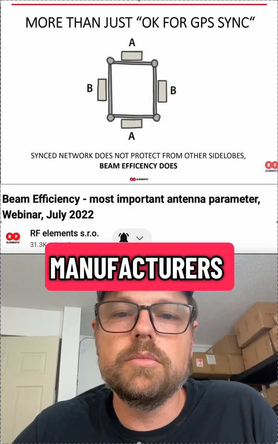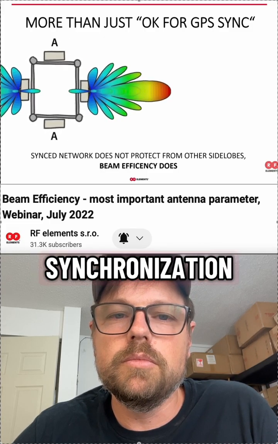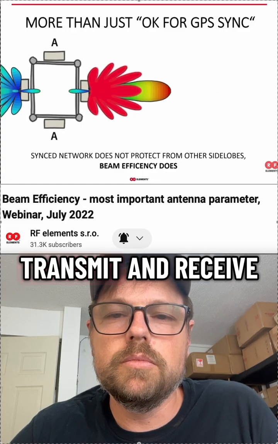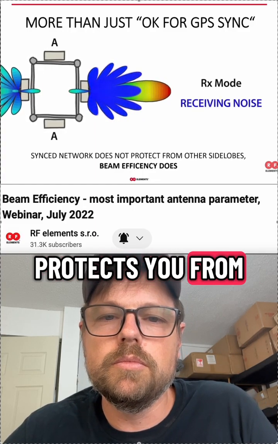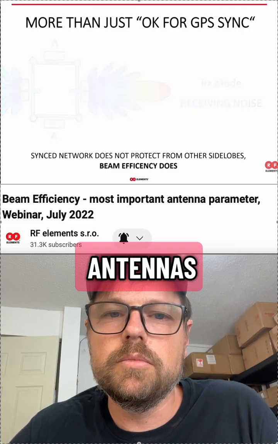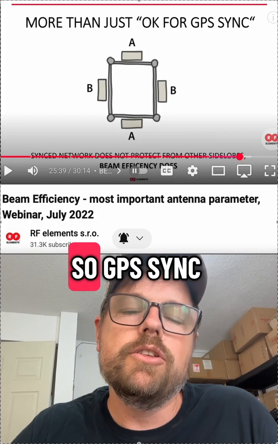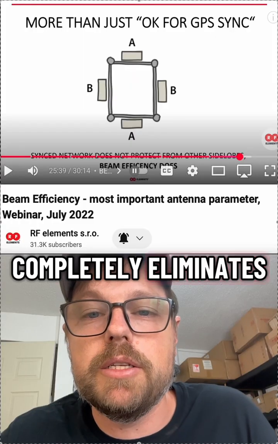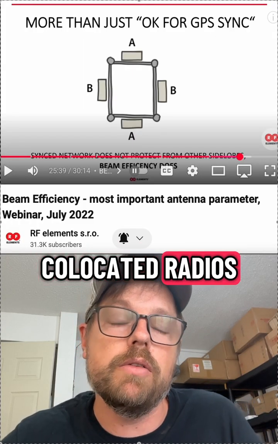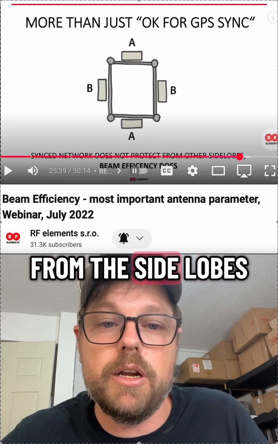And the radio manufacturers are actually also trying to help with the noise naturally. The GPS synchronization, ensuring that the radios in your network transmit and receive at the same time, protects you from self-interference, but not from the side lobes of the competitors' antennas. So GPS sync completely eliminates self-interference if you can GPS sync all of your co-located radios. But the noise and interference doesn't just come from the side lobes.